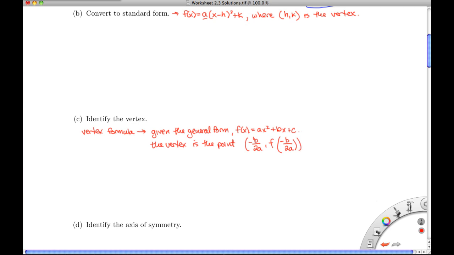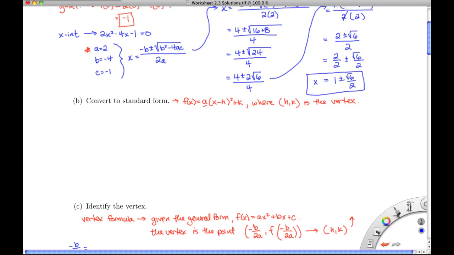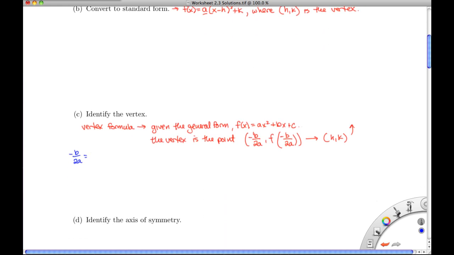So we can calculate the vertex, and this will give us the point that we were looking for, h, k, which we can then use back up here. So let's go ahead and make this quick calculation. We'll start with the minus b over 2a part. We know from part A that b is negative 4. So we've got minus b divided by 2 times our a, which is also 2. So this is going to end up being positive 4 over 4, or just positive 1. So this is going to be our h. This is the x coordinate of our vertex.